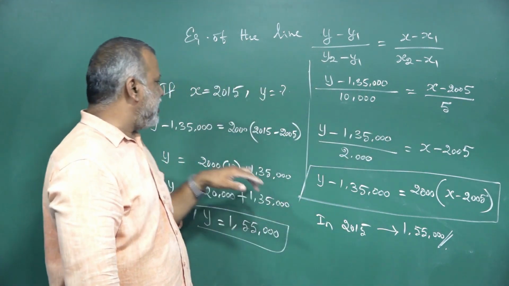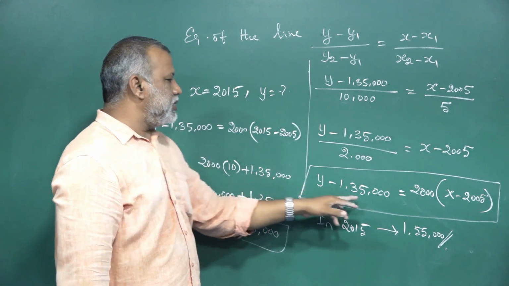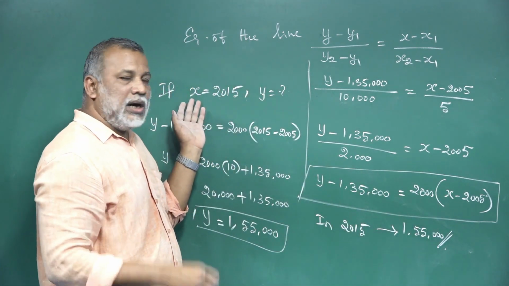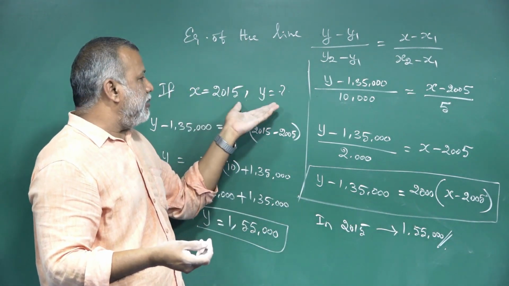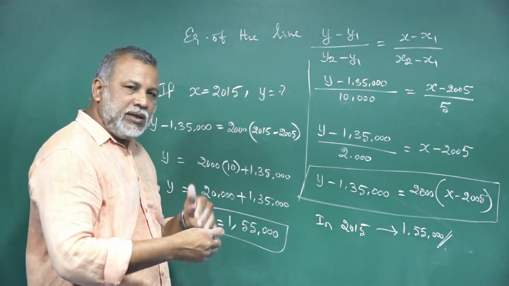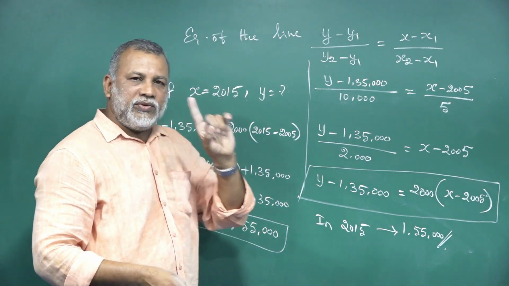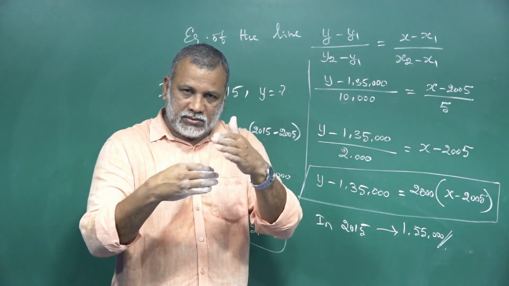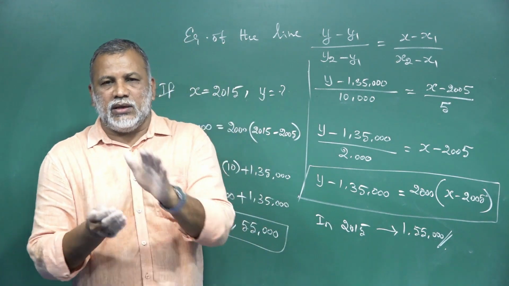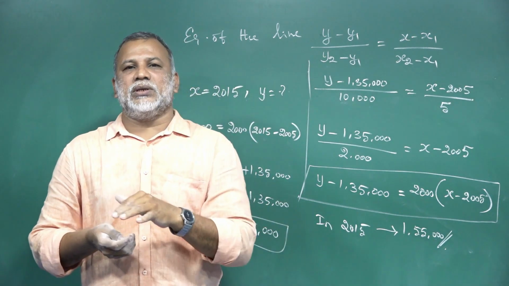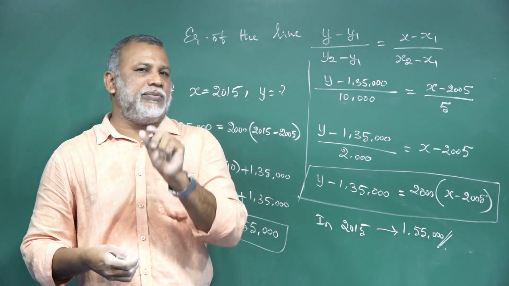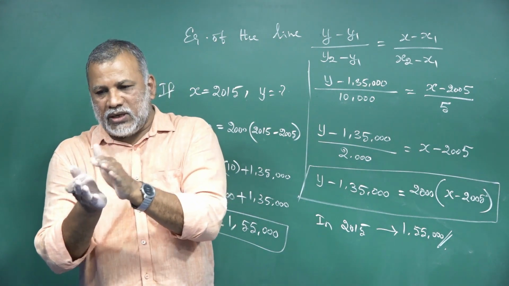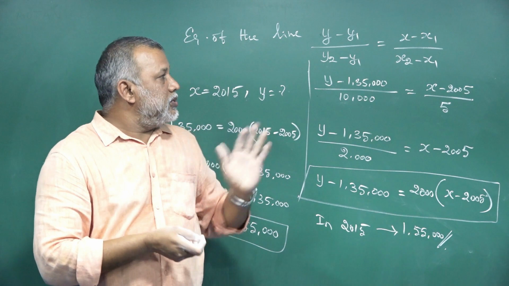Now we are getting an equation like this: y minus 1,35,000 is equal to 2000 of x minus 2005. Here, in the year 2015, we need the population. Substitute, simplify. Once again see, 1,55,000. First 2005, 1,35,000. A gap of 5 years. After 5 years, 2010, we are getting 1,45,000. After that, one more 5 year gap, the number of population is 1,55,000. So the population is constantly increasing. So we are able to work out.